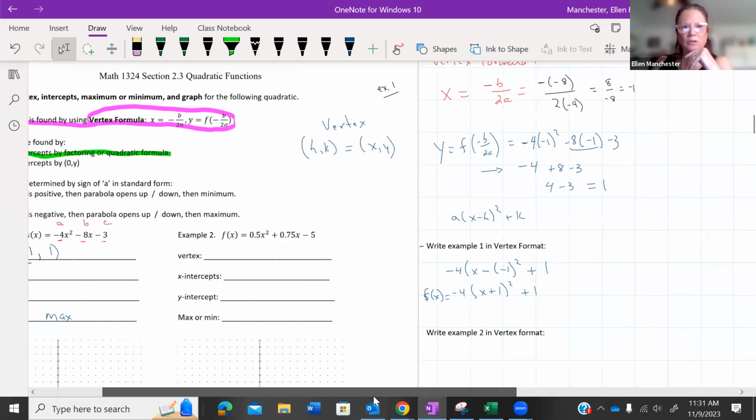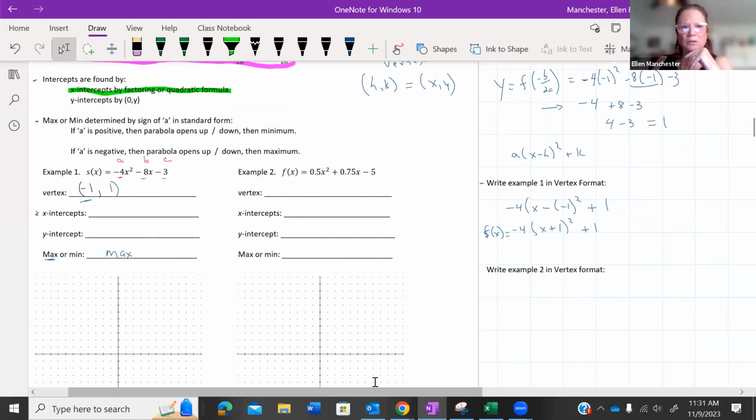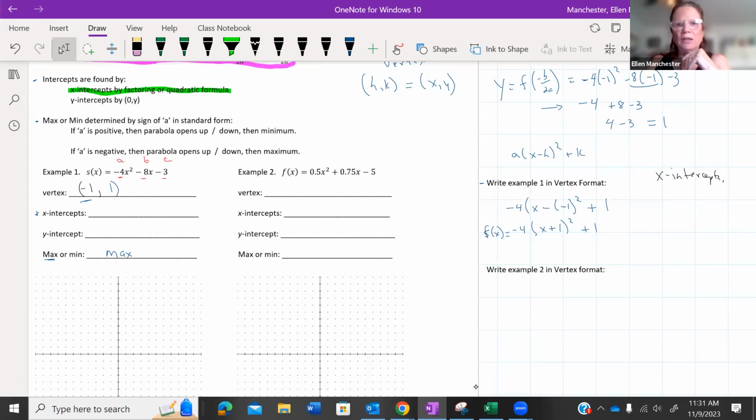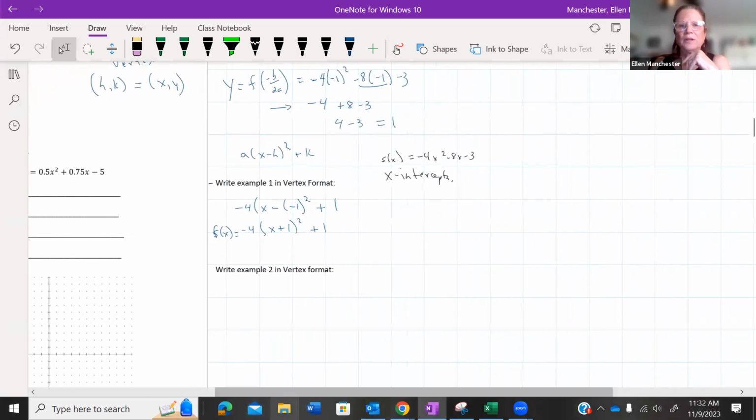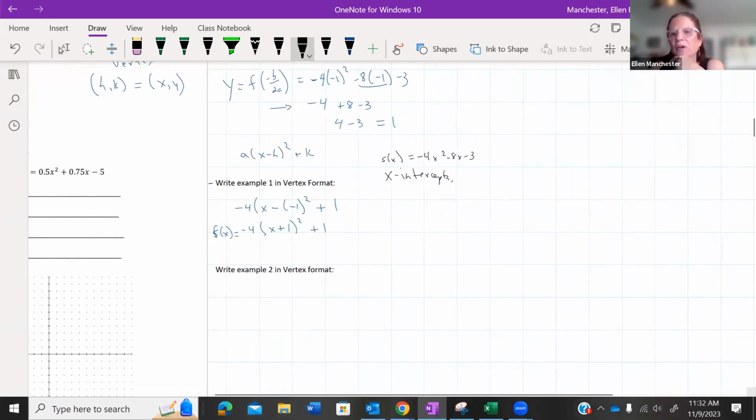I'm going to move this over here. I didn't leave myself enough room. All right, so I'm looking for my x-intercepts. And then I'm going to move this over so I have more room. Okay, so I'm looking for my x-intercepts. So again, x-intercepts is by factoring or by the quadratic formula.